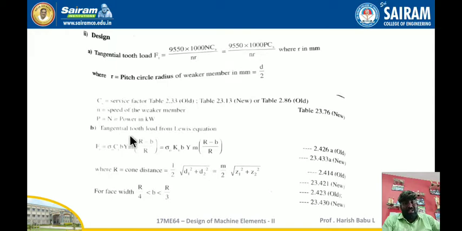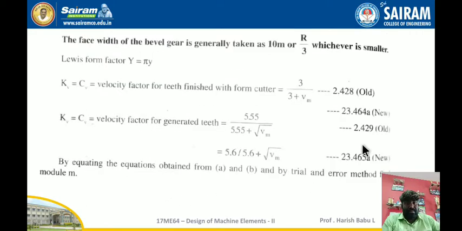Coming to the tangential tooth load using the Lewis equation, F is equal to sigma naught K V b Y M into (R minus b) by R, where R will be the cone distance, 1 by 2 root of D1 square plus D2 square, that will be equal to M by 2 root of Z1 square plus Z2 square. For the face width, R by 4 is less than b, which is less than R by 3. The face width of the bevel gear is generally taken as 10 m or R by 3, whichever is the smaller one. The Lewis form factor, capital Y, will be equal to small y into pi.